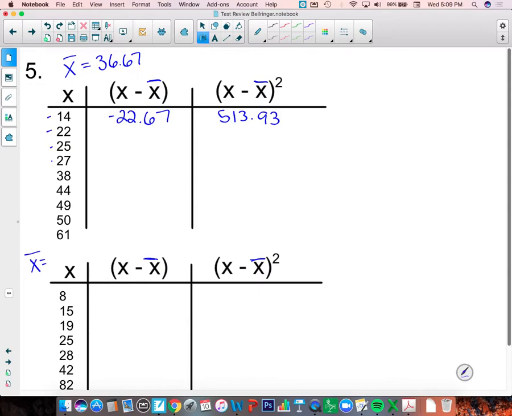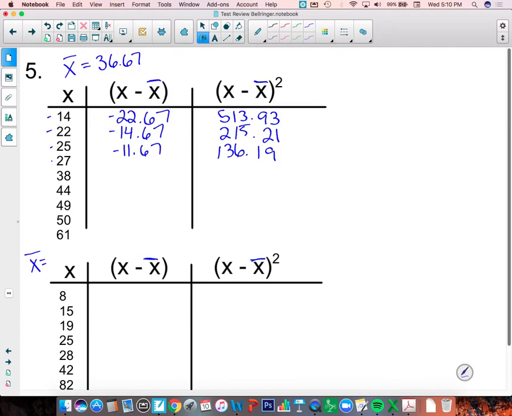Then I keep going down the line there. So 22 minus 36.67 gives me negative 14.67. Square it. 215.21. We'll just go to the 100th place. And then we get, for the next one, negative 11.67. Square it. 136.19. Keep going down the line. So you have to go down all 9 numbers here. Okay, so I'll keep going here.